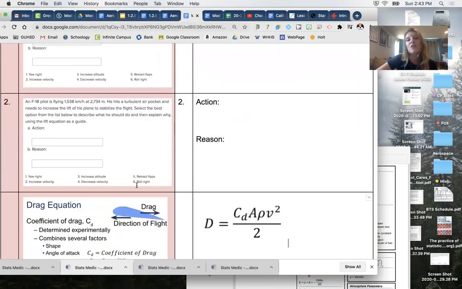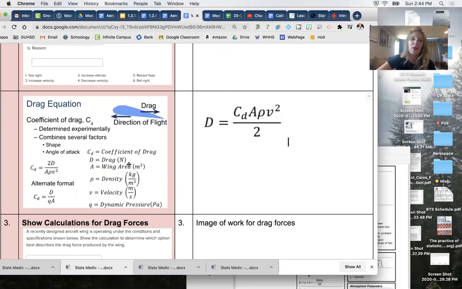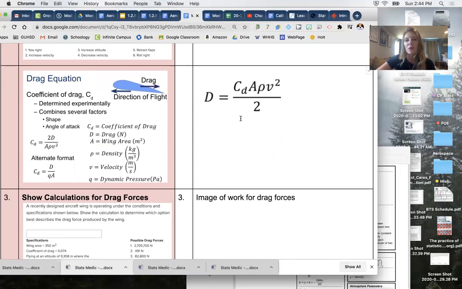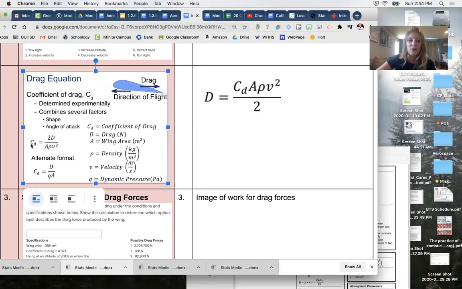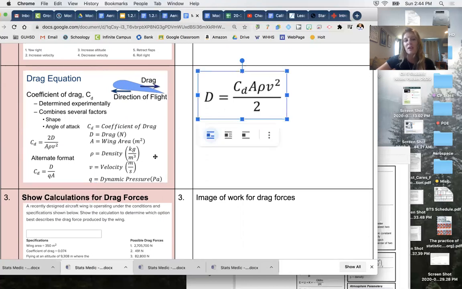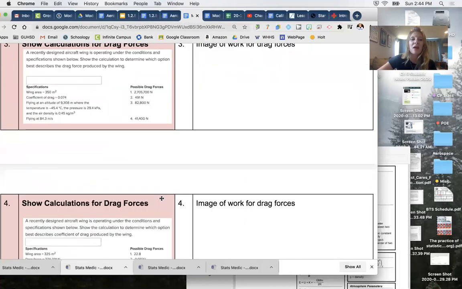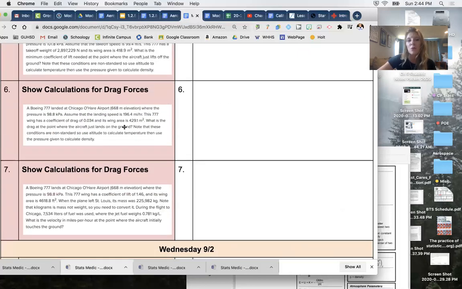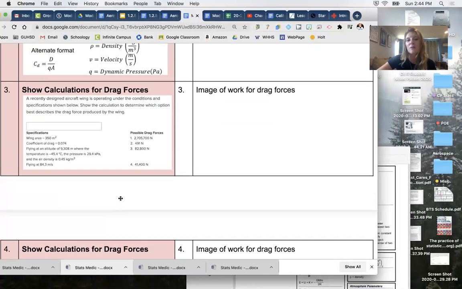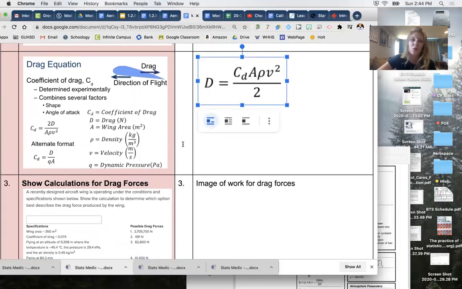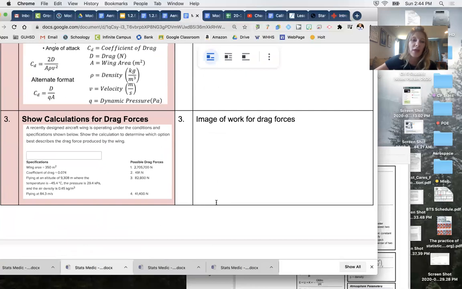Moving on to number 2, now it talks about increasing lift. You're going to have to think about what your action and reason is for that one, but I have inserted the equations here for you to see. So I have the drag coefficients here as well as the drag equation. I'm going to do number 3 with you, and then the rest of them you'll use your time to go through. It gives you the various aspects as well, and you will be using these formulas in order to calculate drag.